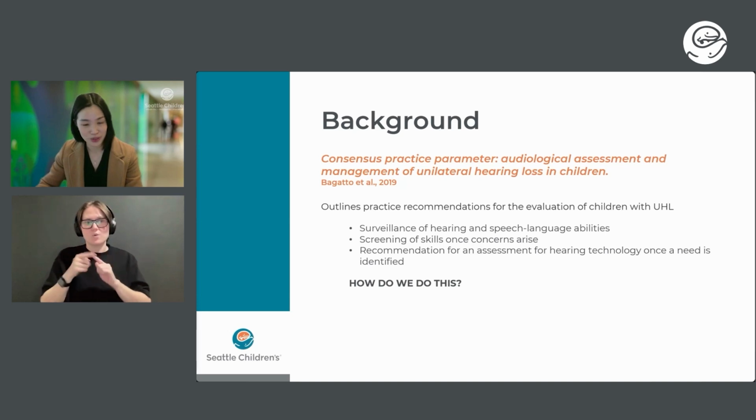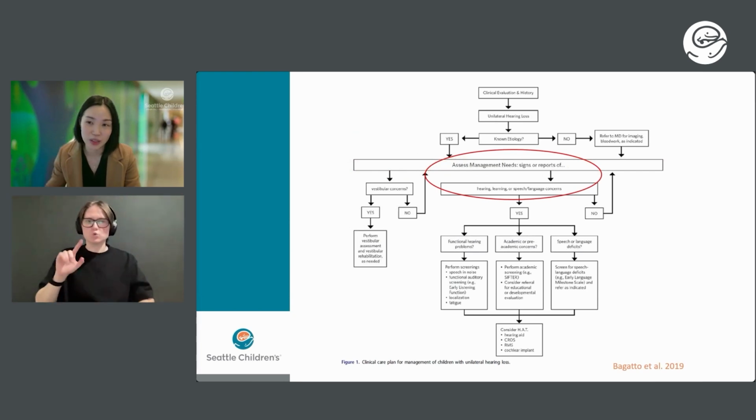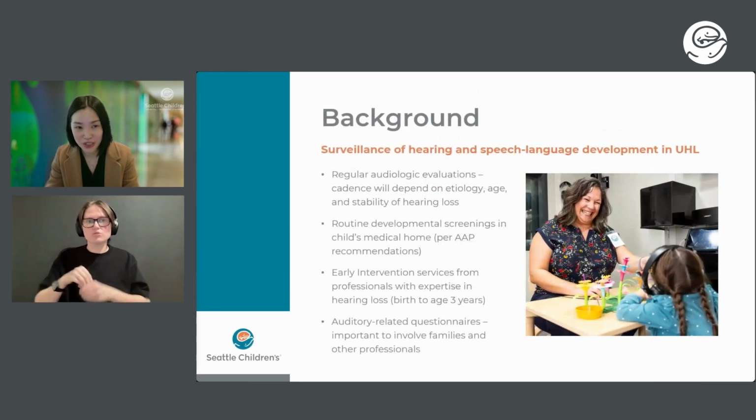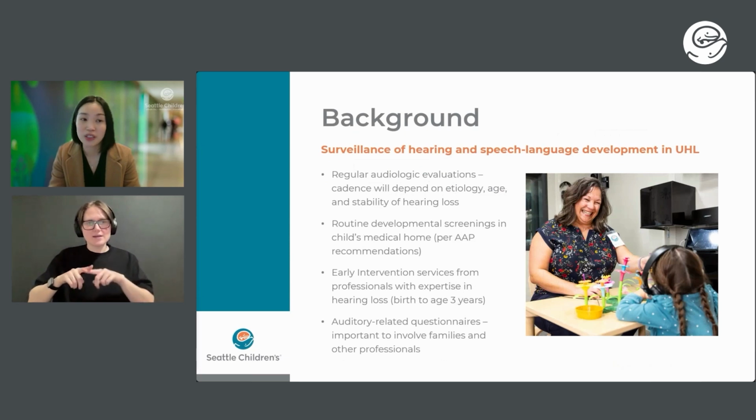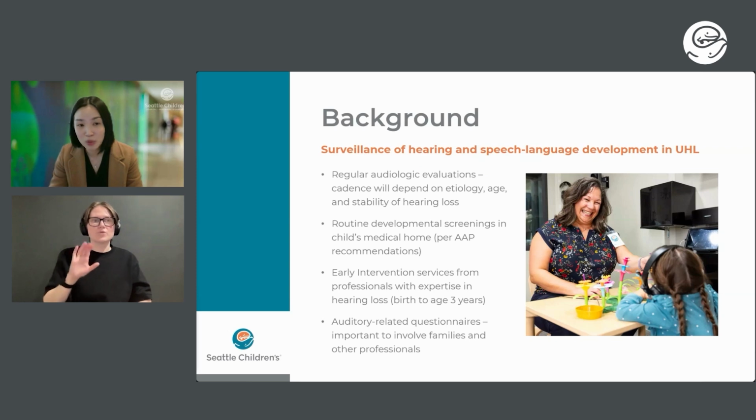So how do we do this? Same flow sheet as you just saw. We really want to be using different tools, including regular audiologic evaluations, for which the cadence will depend on the etiology, age of the child, and stability of the hearing loss. So for example, there are etiologies of hearing loss which are more related to possible fluctuations such as EVA or congenital cytomegalovirus, which is associated with progressive hearing loss.